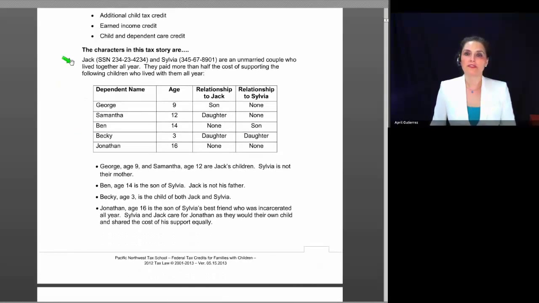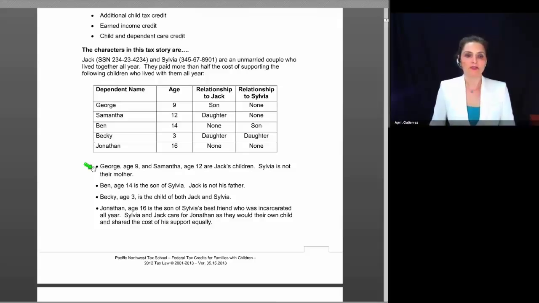Now, to do this, I've created a story, and the characters in the story are Jack and Sylvia. They are an unmarried couple who lived together all year. They paid more than half the cost of supporting the following children who lived with them all year. We have George, age 9, who is the son of Jack. We have Samantha, age 12, who is the daughter of Jack. We have Ben, age 14, who is the son of Sylvia. We have Becky, age 3, who is a daughter of both Jack and Sylvia. And then we have Jonathan, age 16, who's living with Jack and Sylvia, but not related to either of them.